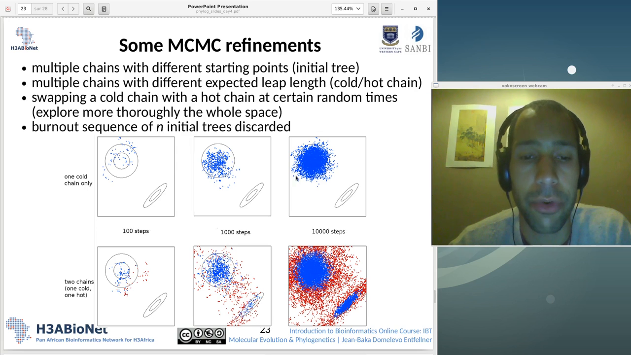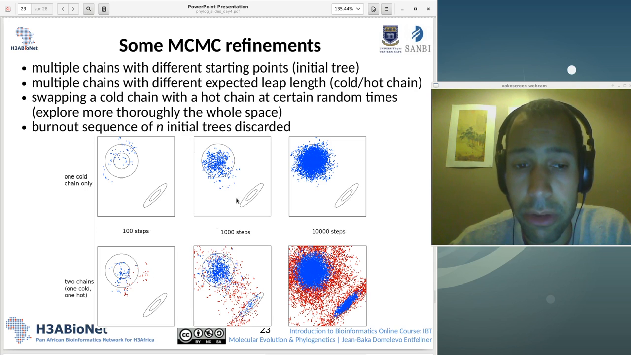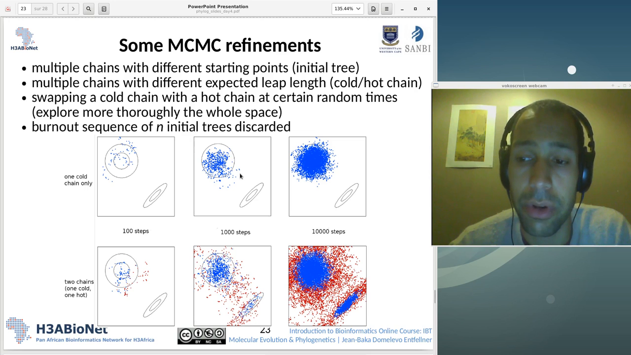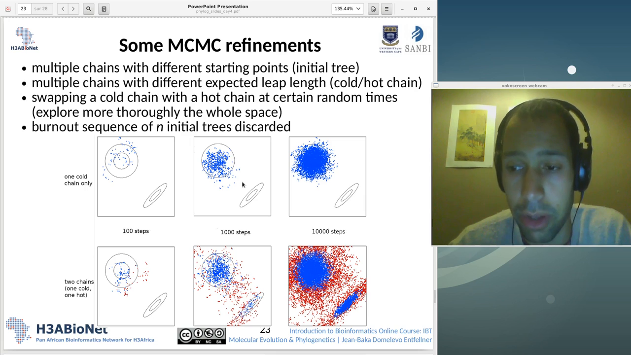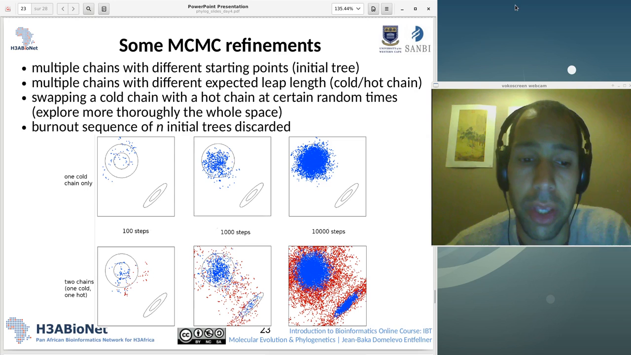Okay, so these examples show you how the MCMC works. You have to understand that each point here corresponds to one calculation of a likelihood. Each point corresponds to a different model. So running a chain during 1000 steps means that I have to perform 1000 calculations of a likelihood. So it's quite an expensive process in terms of computation time.